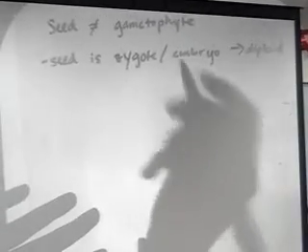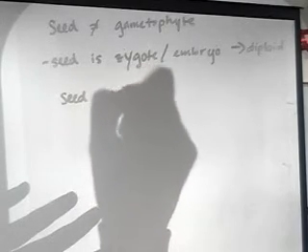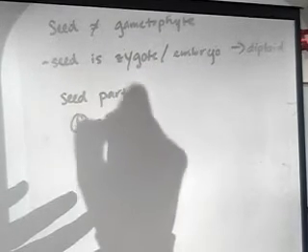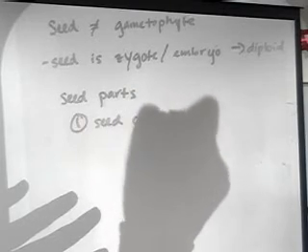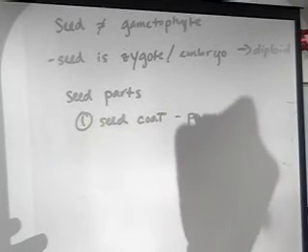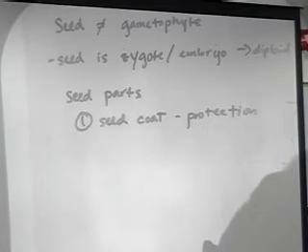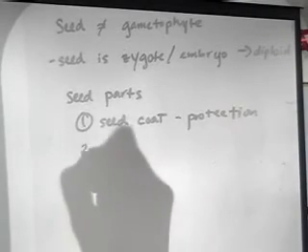So, your seed, there are three main parts you need to know about the seed. Number one, you have the seed coat. Literally what that does is it protects the seed from the outside environment, from drought, from fire, from whatever it might be. It's a protective layer.